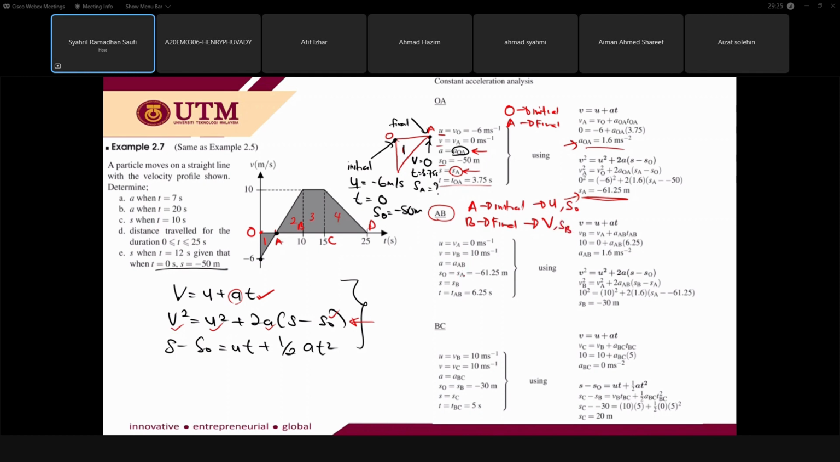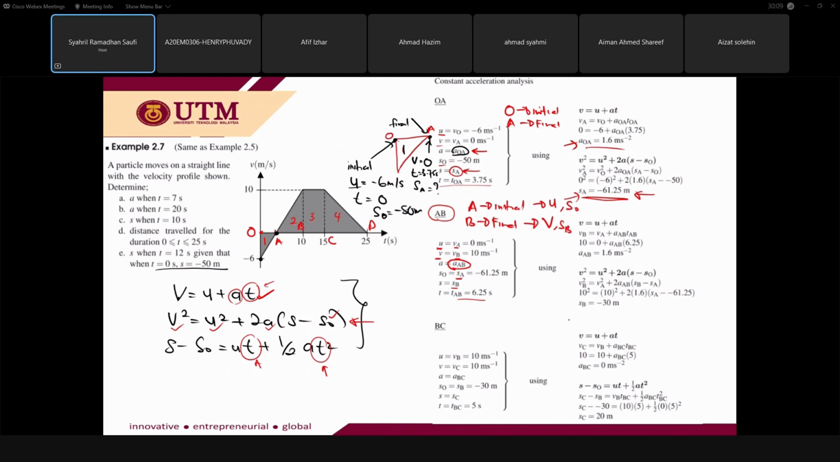Okay, so initial velocity is VA, at point A is 0, and final velocity is VB, 10 meter per second. And then you don't know what the acceleration is, you need to determine it here. And then S naught now is your SA, which you already calculated. SB is unknown, and you have the time difference, 6.25. Please remember, this time represents the time difference between the final and the initial position. Please make sure this is a time difference.